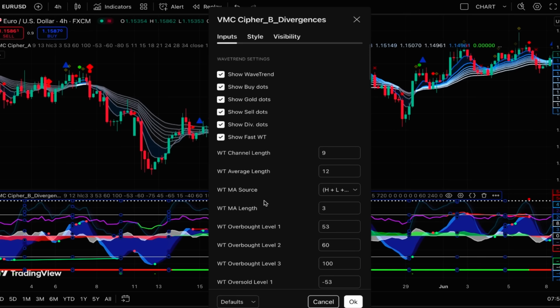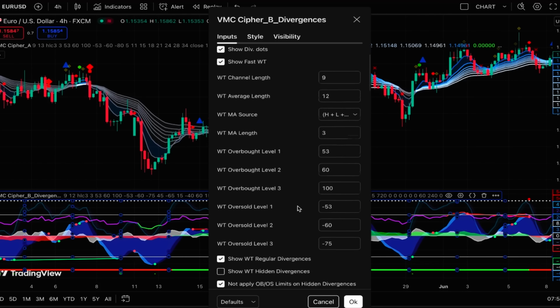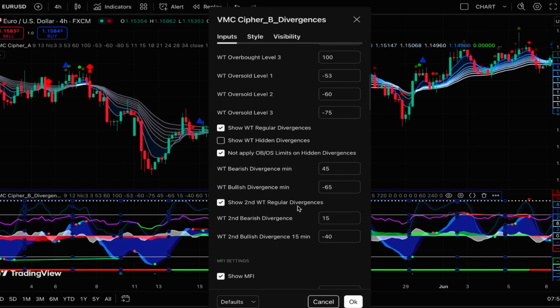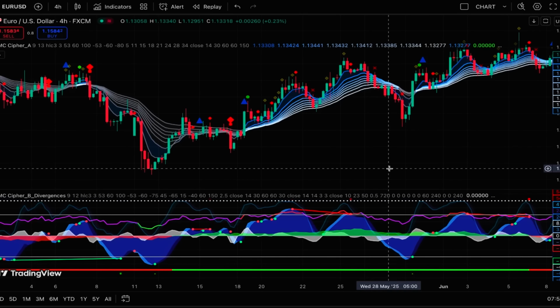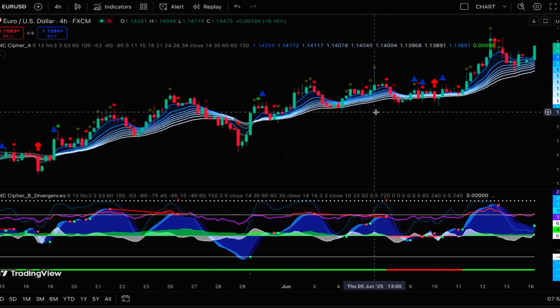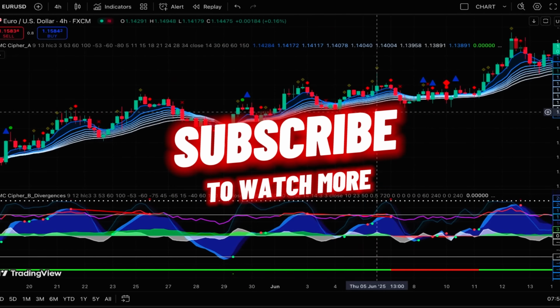Here in the settings, you have complete access to all the settings related to the indicators and you can adjust them based on your preferences. Whatever you need, you can keep on your chart, and whatever you don't need, you can easily remove from your chart. Alright, now let's see what we have here in Market Cipher A.